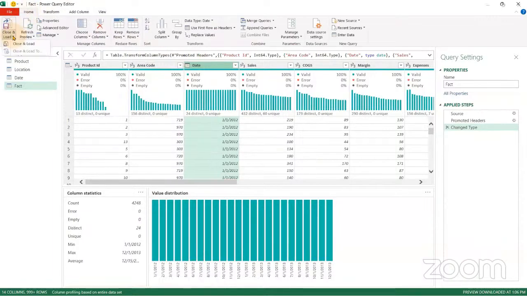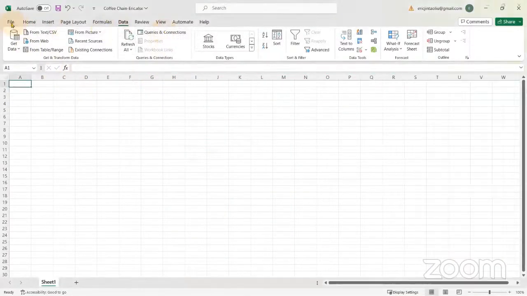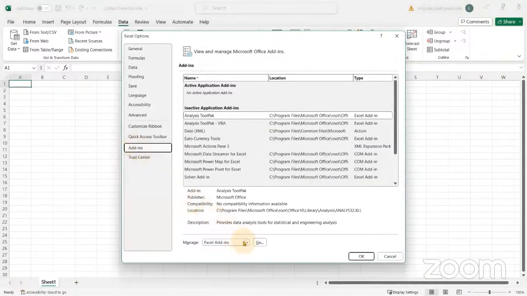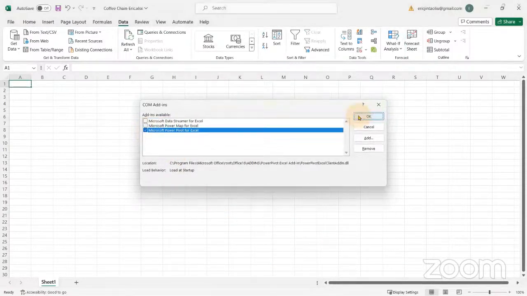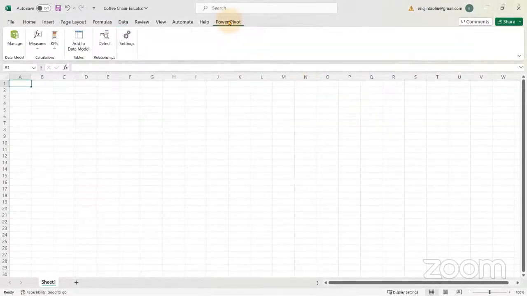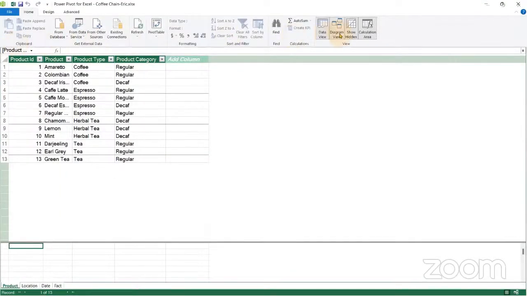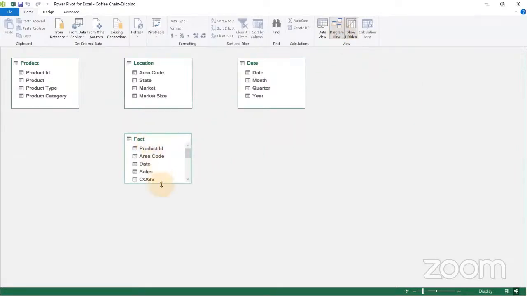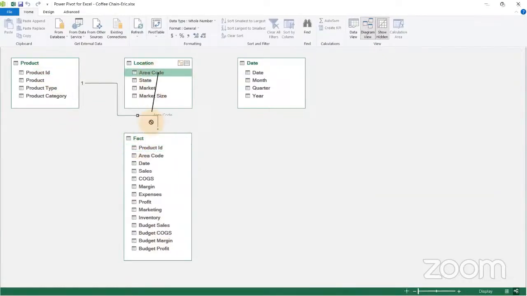Click Home and Close and Load. Enable Power Pivot added in Excel. Click Power Pivot and Manage Data Model. Switch to Diagram View. Reposition dimension tables at the top and fact table at the bottom. Use primary key and foreign key to create one-to-many relationships between dimension tables and fact table.